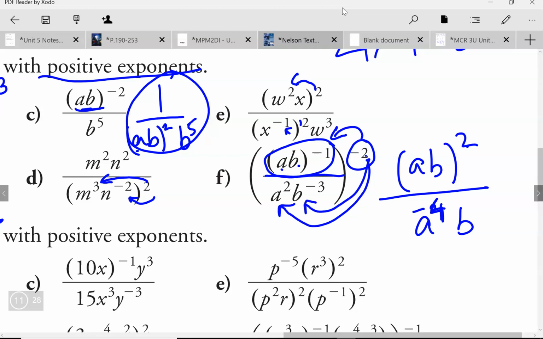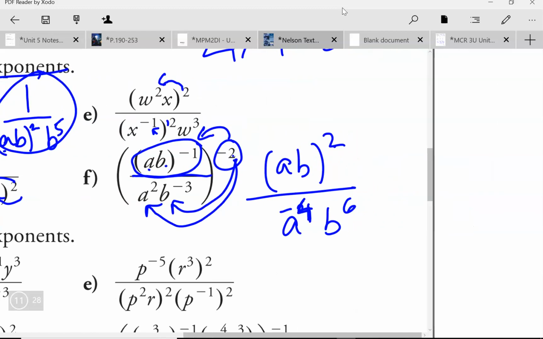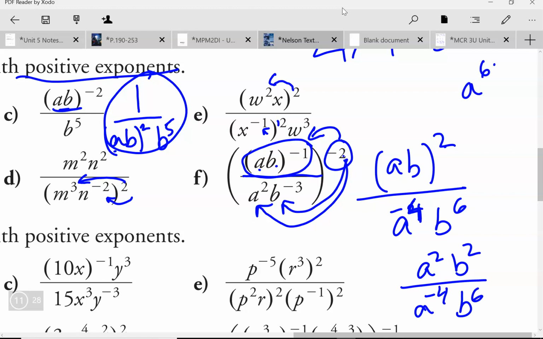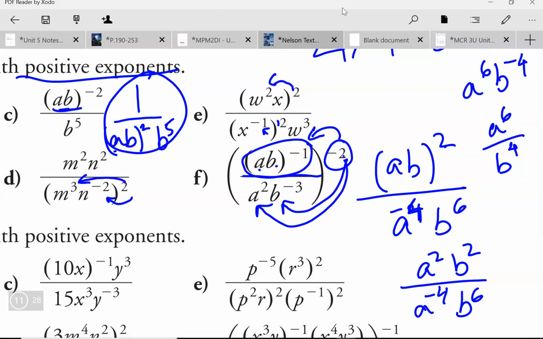So I have to do -4 and then here's +6. And after this it's just a quotient rule. I have a squared, b squared, a to the -4, b to the 6. Which in this case is a to the 6, b to the -4, which is a to the 6 divided by b, moving the b to the denominator and making that a positive. So here's where our moving numerator denominator rule is going to come in very handy.